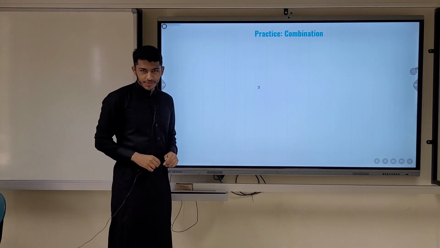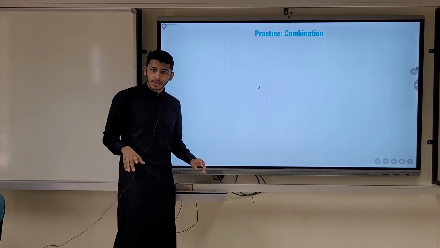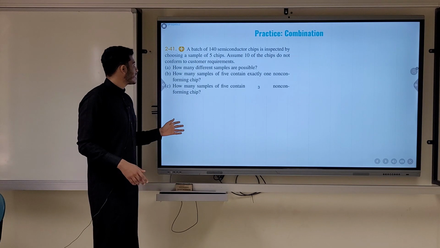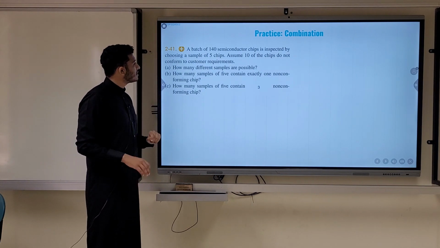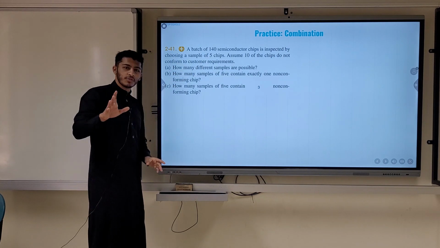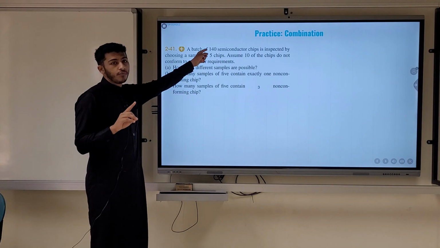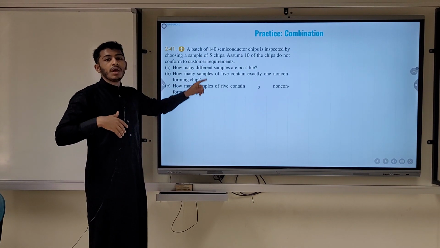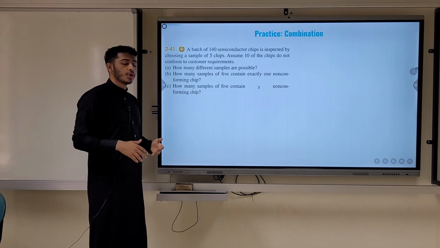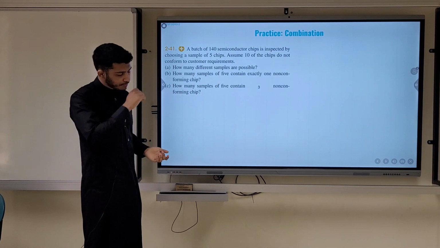Now let's practice combination. Excuse me if I got out of character, because these questions require it. The question, of course, is going to be a story. The story says, a batch of 140 semiconductor chips is inspected by choosing a sample of 5. So first of all, we know that our set, our N, is 140. This is our bigger set, and we are choosing 5 chips from it. So our N is 140, our R is 5.